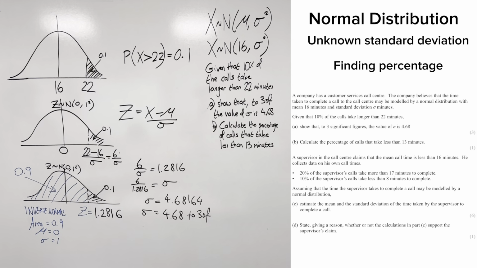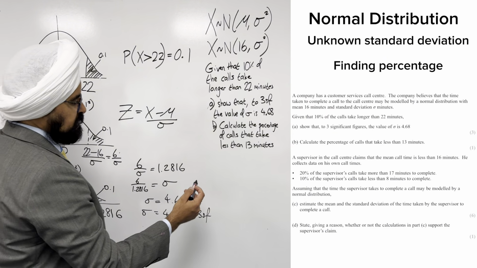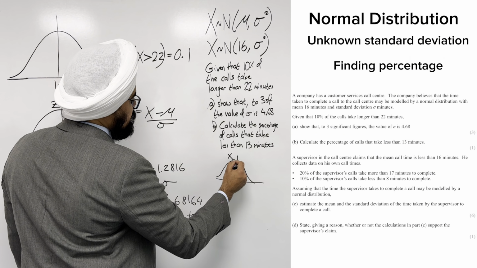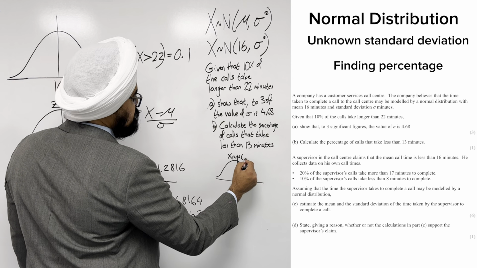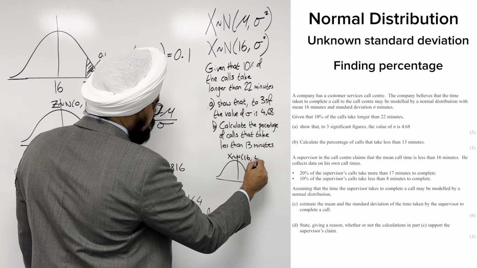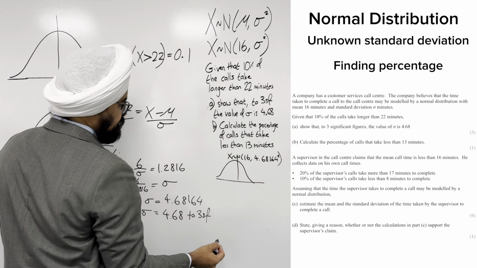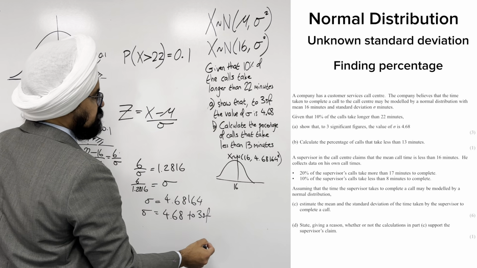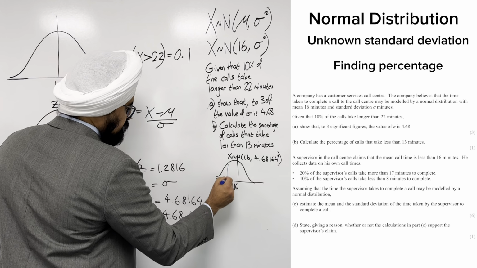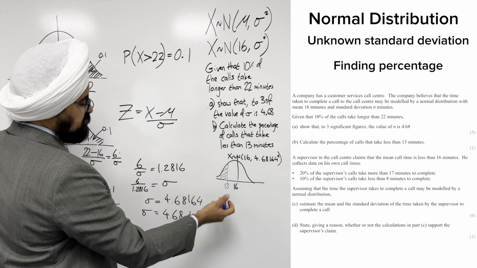For part B, we've been asked to work out the percentage of calls that take less than 13 minutes. So I will just quickly sketch another diagram, and this is x is normally distributed with mean of 16, but the sigma I now know is 4.68. I'm going to use a more accurate value, which is 4.68164 squared, and that's 16. So less than 13 minutes is going to be this area here. What's the area? That's what we're being asked.